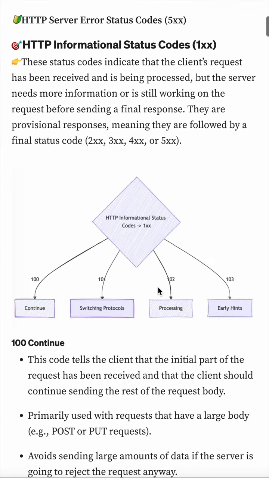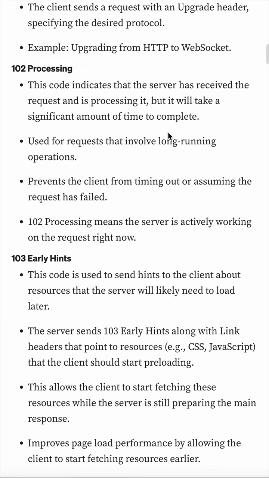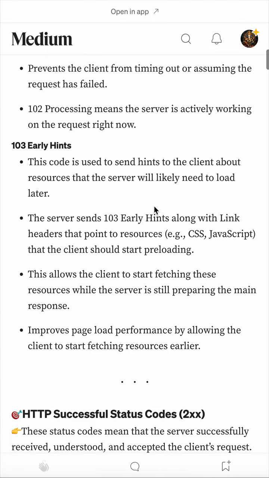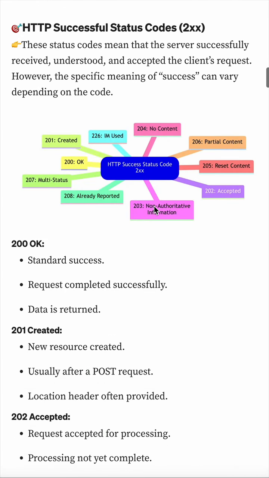So this is an example of HTTP status codes starting from 100: you have 100 for continue, 101 for switching protocols, 102 for processing, and 103 for early hints. Okay, so if you want to read this article to get more detailed information, then the HTTP status codes starting from 200.